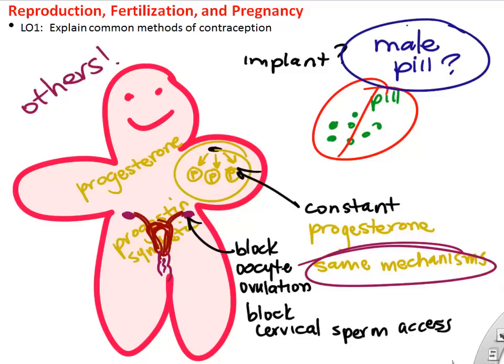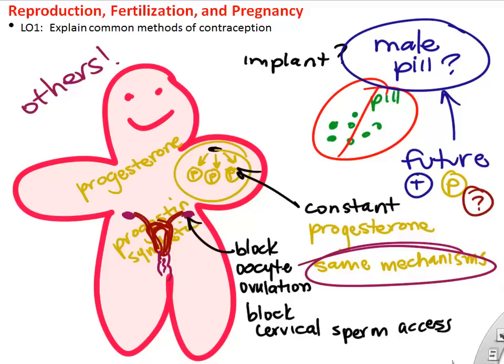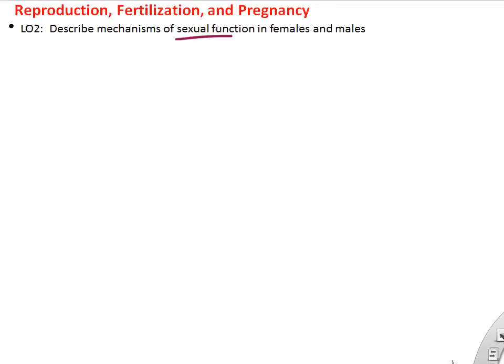Is there a male birth control pill? There's certainly research. So on the horizon is potentially a male pill. Some people have researched testosterone, progesterone in males, anything to shut down male sperm production that would hopefully be temporary. So that's the goal of a male pill.